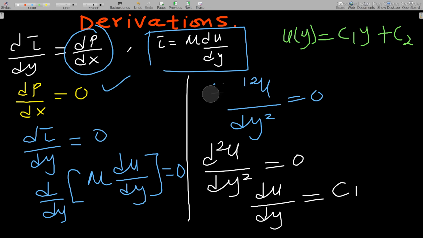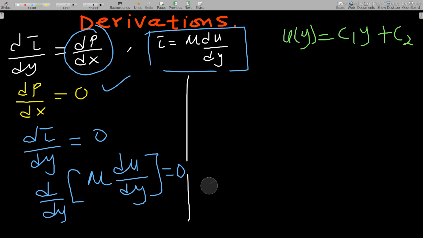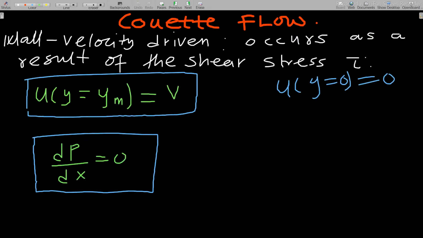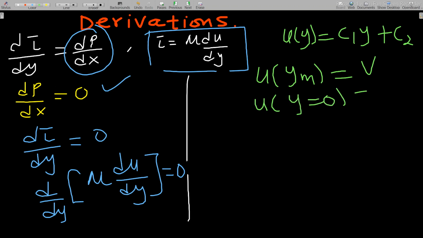All right, so let's come here and put our conditions in. If you remember, we stated the conditions after defining our Couette flow. We stated the conditions here, so these conditions, we are coming to use them, this and this one. We are saying that u of y max is equal to some velocity v, and u of y minimum, or y equals zero, is equal to zero.